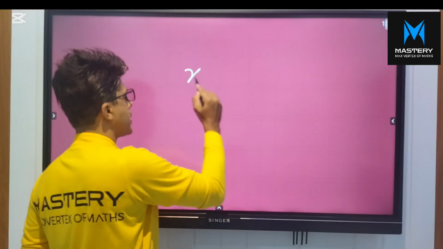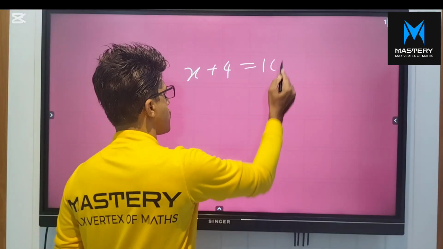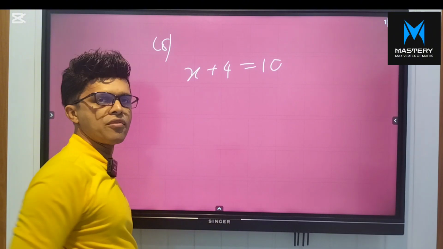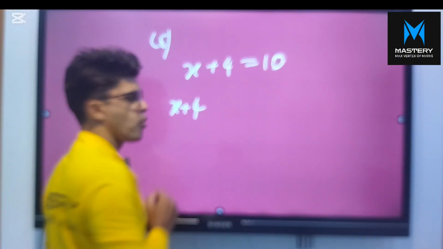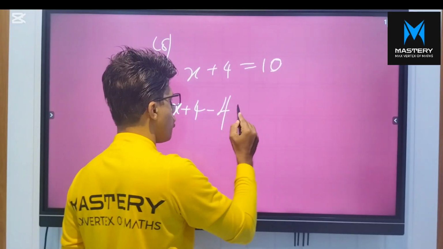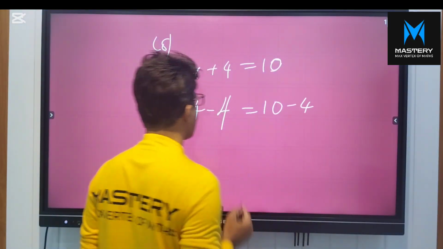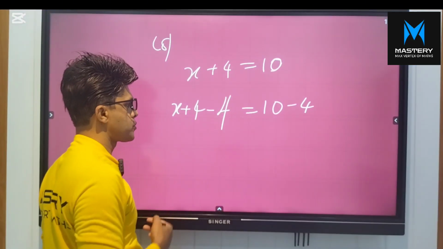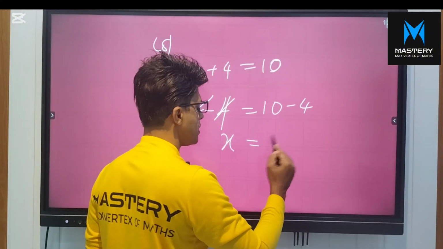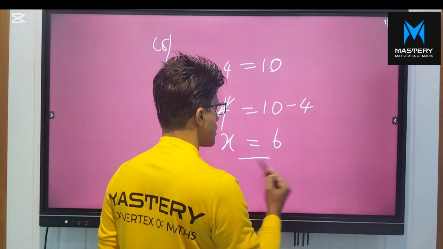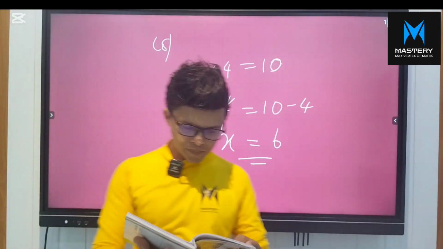Next question, 8th question. Solve x plus 4 equals 10. We are able to get the value of x here. Here is x plus 4, therefore you could subtract 4 from both sides. If it is a positive value, then we subtract. So 4 minus 4 can be removed, simplified. So 10 minus 4 is 6.